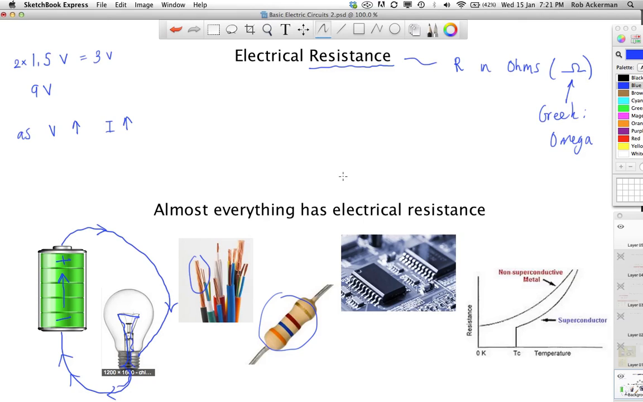And so we basically look at that as saying, for a certain voltage applied, I'm only going to get a certain current. What is the relationship? We're going to look at that shortly. But I do want to point out to you that not everything has this property. Almost everything has the property. There's a really neat set of substances that are called superconductors. You may have heard of this.